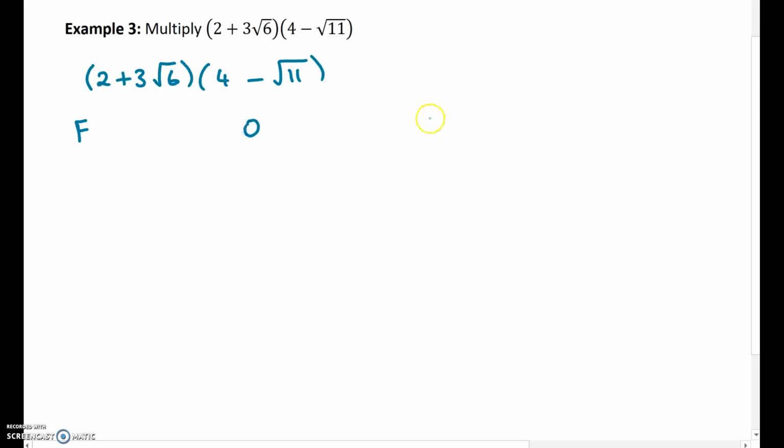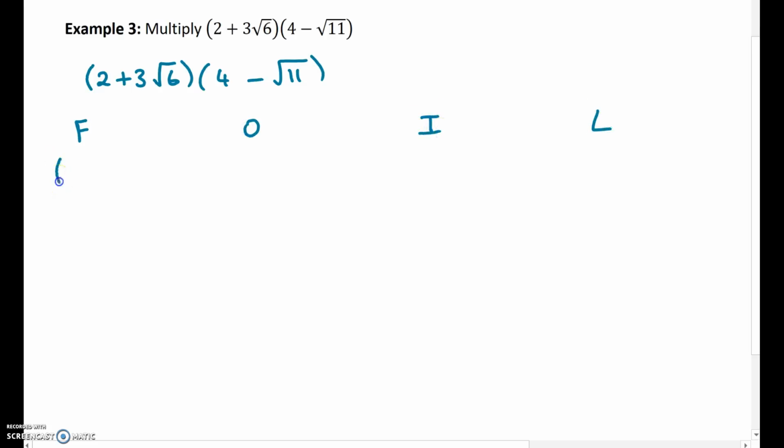In this example, we'll use FOIL to multiply the expression. So we have (2 + 3√6)(4 − √11). And if we use FOIL, we can set it out as shown here.